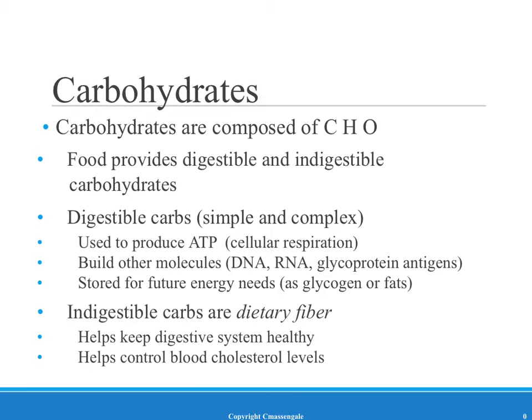So let's talk a little bit about carbohydrates now. Carbohydrates are composed of three elements, carbon, hydrogen, and oxygen. And food provides us both digestible and indigestible carbohydrates. Your digestible carbohydrates, which can be further divided into simple carbs and complex carbs, are used in your body to produce ATP through the process of cellular respiration, which I hope you do remember a bit about.